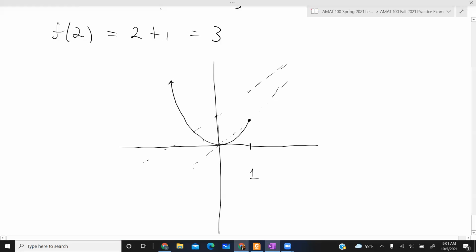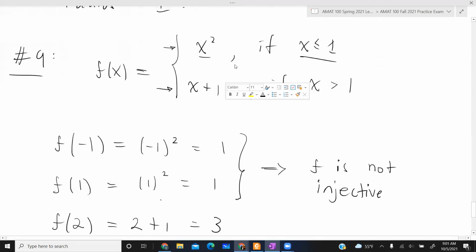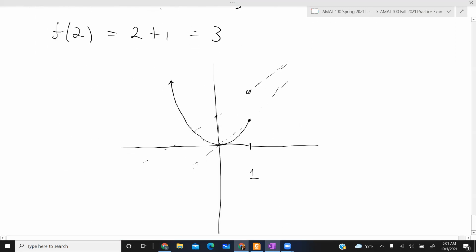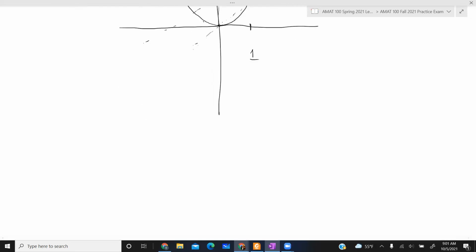So at 1, it's going to have a solid circle, because according to the definition, the graph of f of x does not look like the line x plus 1 at 1, since it only evaluates to this line if x is strictly bigger than 1. So there's going to be a solid circle right here, and then it's going to look like the rest of the line. If you look at your options, it should be clear that the answer is B.